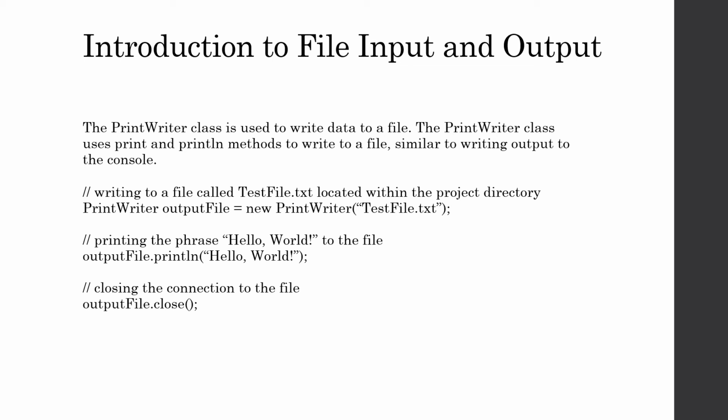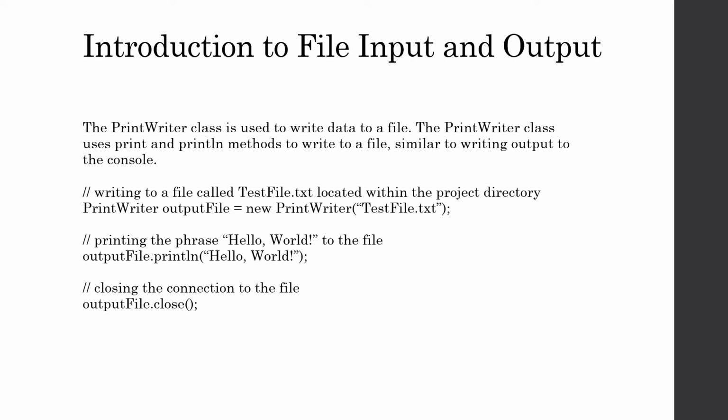We'll then go ahead and print the phrase hello world to the file. So the way that we do this, we're using the println method, but keep in mind that now we're not using System.out, so this is not going to the terminal, that output console. Instead, this is going to be going to that output file that we just created. So we're going to say outputFile.println, and then again we still have the same parentheses, double quotes, and then the string that we want to go ahead and actually print to it.